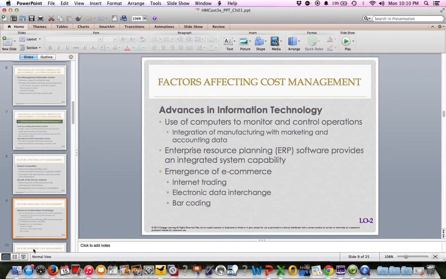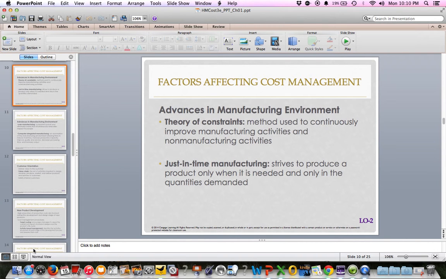Of course, we also have e-commerce, which has become obviously a huge industry, and the ability to track information with barcoding technology, exchanging data electronically, and so on. Just some theories to be thinking about. This first one here is the theory of constraints.